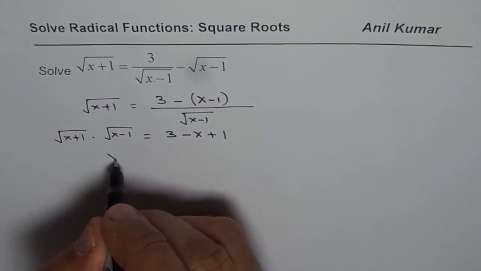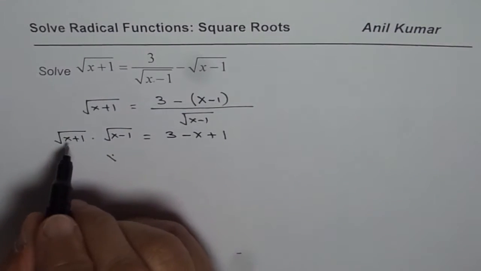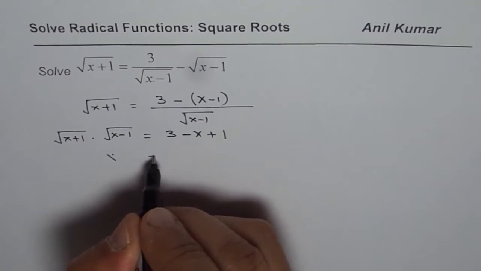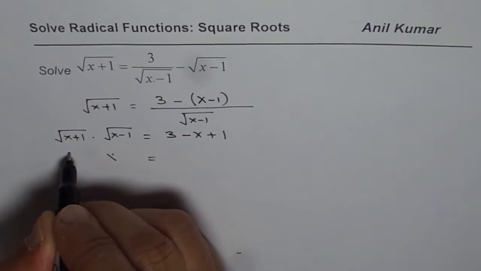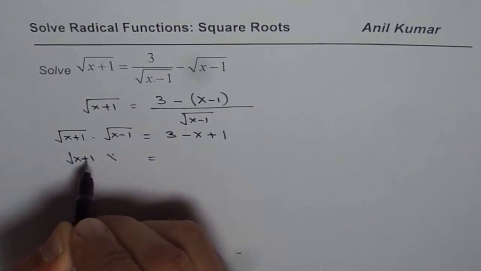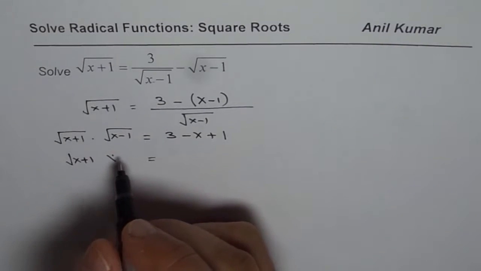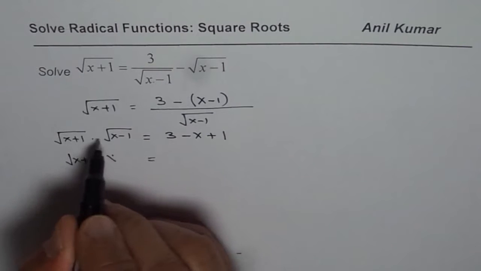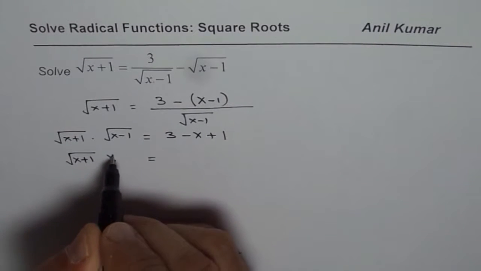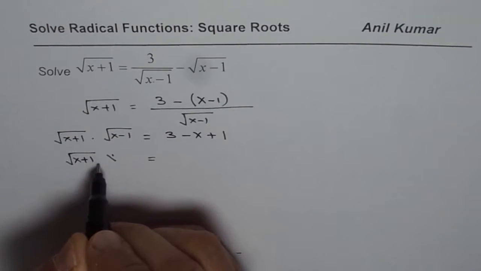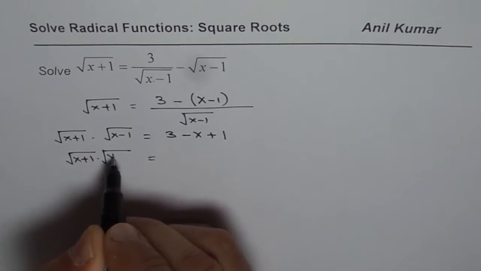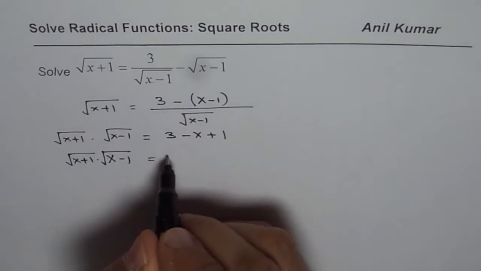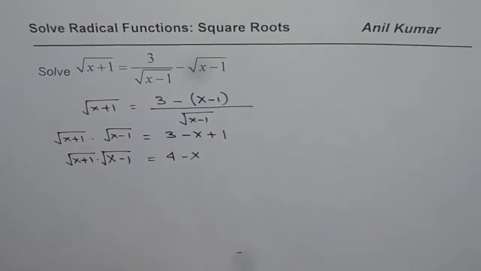Now we need to square both sides, right? So let us rewrite this first as square root of x plus 1 times square root of x minus 1. Well, you could have multiplied this and written x square minus 1 within the square root also, but we'll not do that. At present we'll just leave it as such and do it in the next step. And here let me first combine these two terms. We get 4 minus x here.